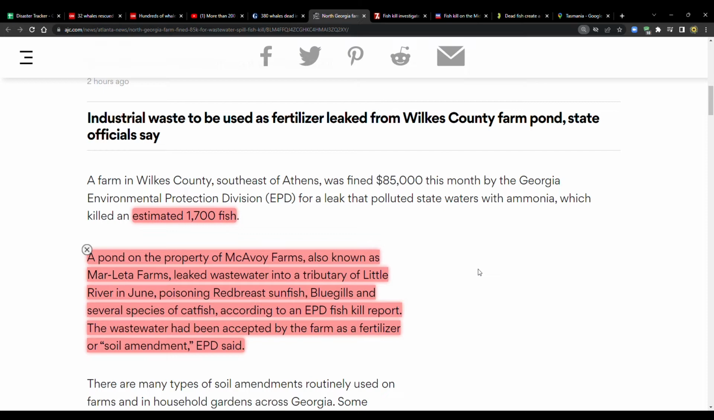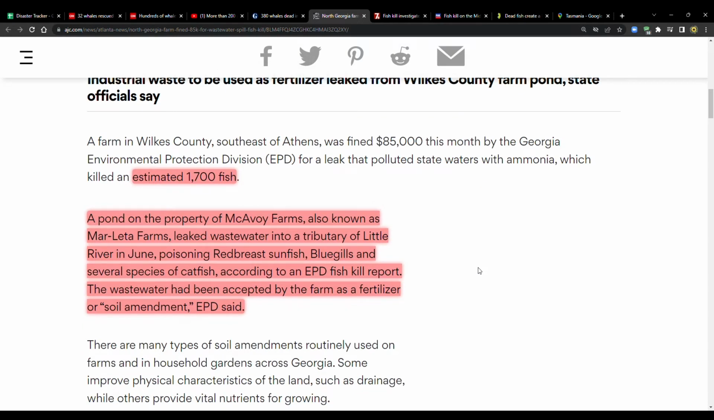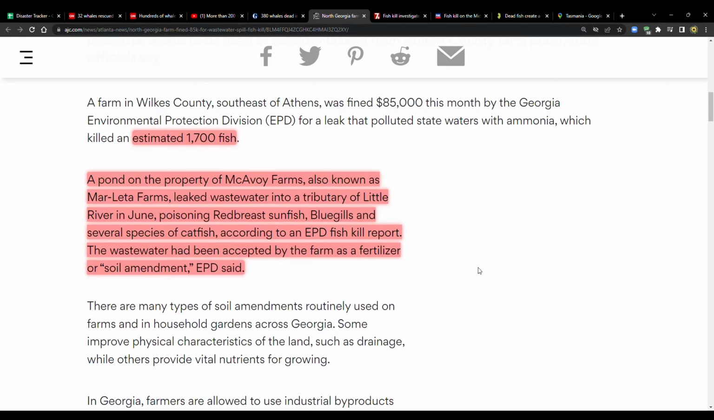A farm in Wilkes County, southeast of Athens, was fined $85,000 this month by the Georgia Environmental Protection Division for a leak that polluted state waters with ammonia, which killed an estimated 1,700 fish. A pond on the property of McAvoy Farms, also known as Marletta Farms, leaked wastewater into a tributary of Little River on June, poisoning redbreast fish, bluegills, and several species of catfish, according to an EPD fish kill report. The wastewater had been accepted by the farm as a fertilizer or soil amendment, EPD said.